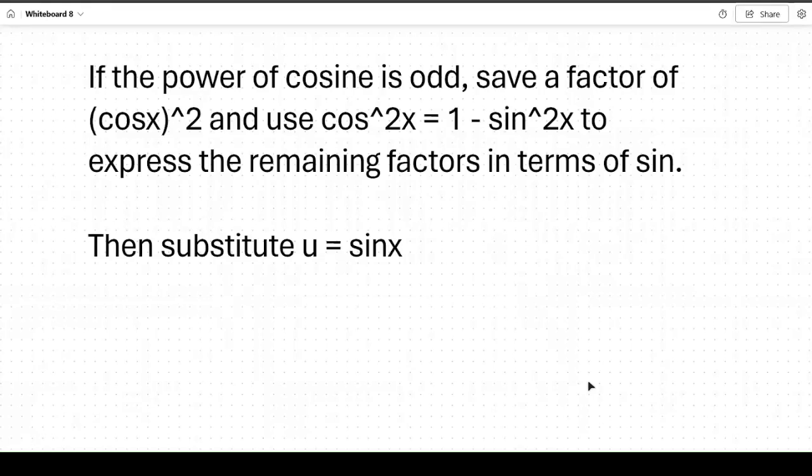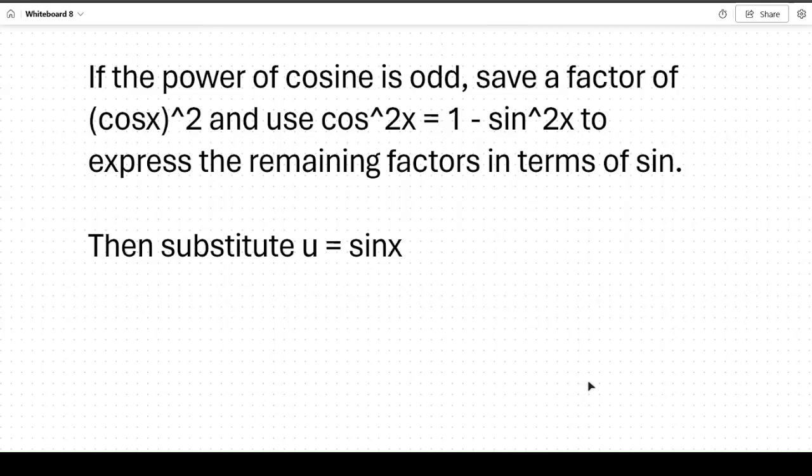So to start off, let's look at this. It says if the power of cosine is odd, save a factor of cosine x and use cosine squared x equals 1 minus sine squared x to express the remaining factors in terms of sine. Then substitute u equals sine x. So if you already know cosine squared x is equal to 1 minus sine squared x.